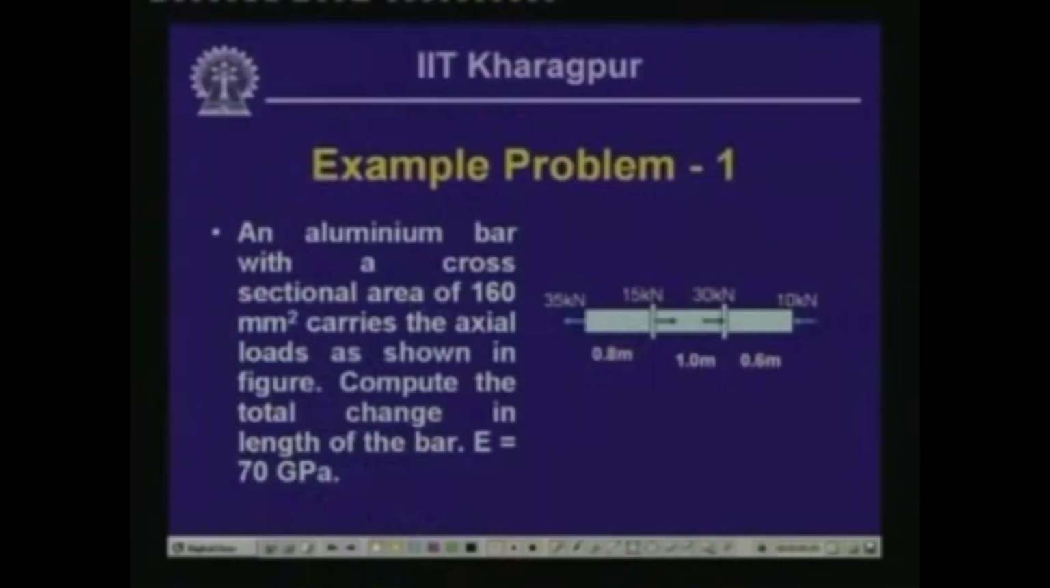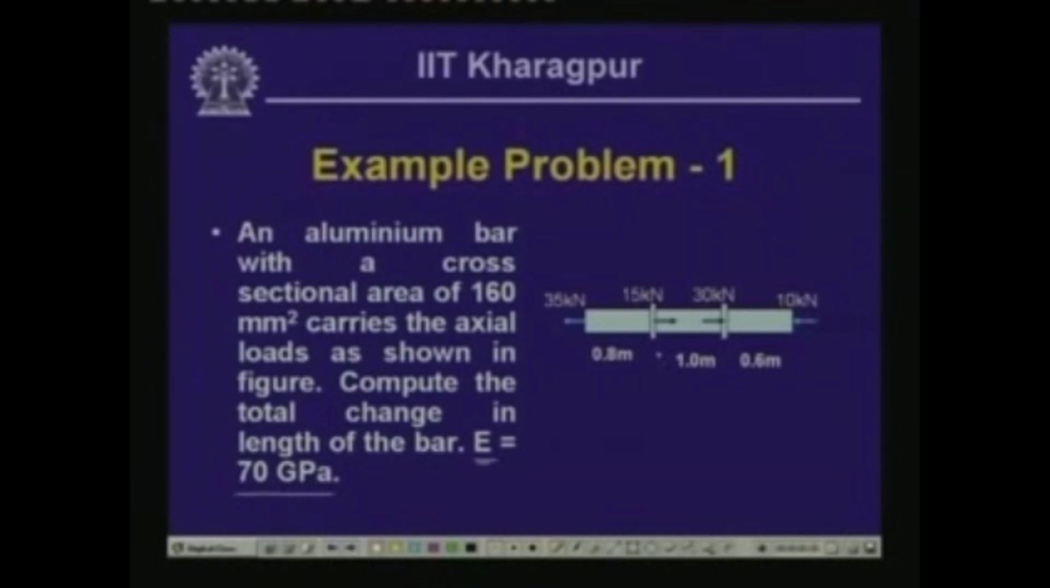In the last class, I had posed you a problem which is like this: an aluminum bar having a cross sectional area of 160 millimeter square carries the axial load as shown over here. We will have to compute the total change in length of the bar, and the modulus of elasticity E is given as 70 GPa, the gigapascal.